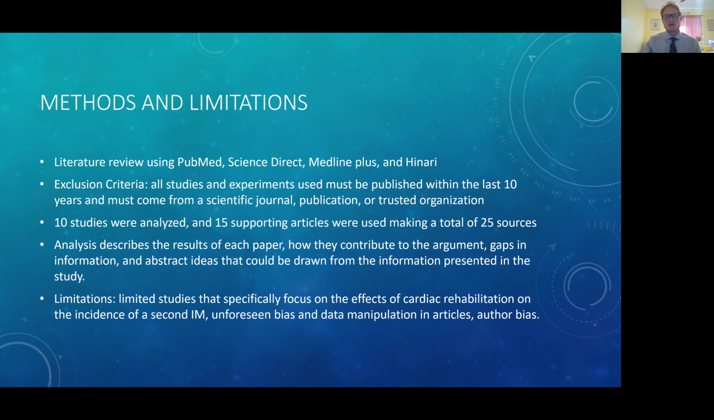Some of the limitations were that there were limited studies that specifically focused on the effects of cardiac rehabilitation on the incidence of a second MI. There was also most likely unforeseen bias and data manipulation within some of the articles that you just can't anticipate for. And then lastly, there is my own bias to take into consideration when writing this.